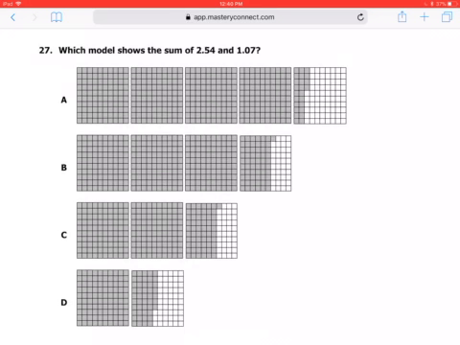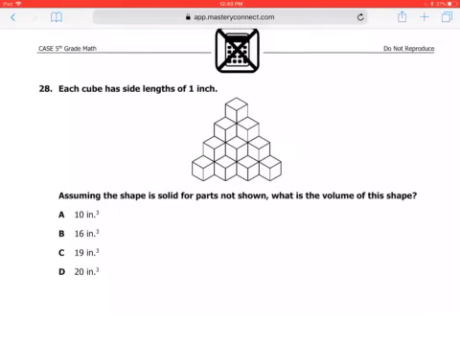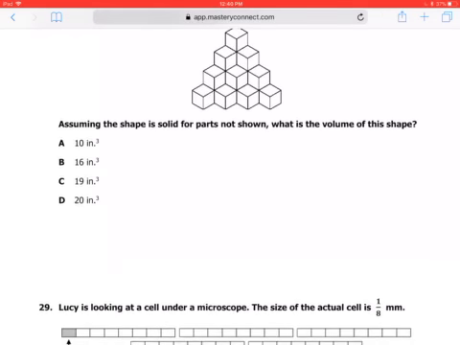27. Which model shows the sum of 2 and 54 hundredths and 1 and 7 hundredths? 28. Each cube has side lengths of 1 inch. Assuming the shape is solid for parts not shown, what is the volume of the shape?